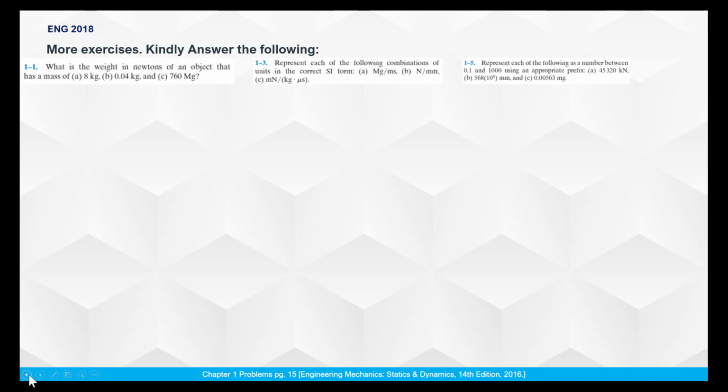So the first problem here is: what is the weight in newtons of an object that has a mass of 8 kilograms, 0.04 kilograms, 760 megagrams? This is pretty much basic. This is the kind of question I want to put in the exam because it's super brownie points, since it's easy, a direct conversion. Or I could reverse it: convert this weight into its appropriate mass.